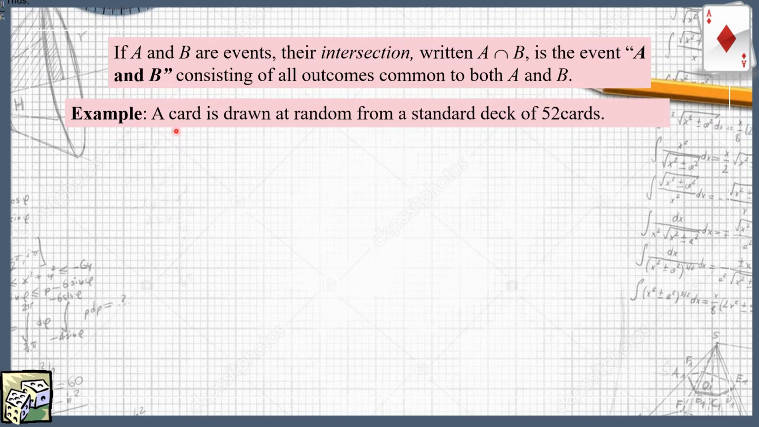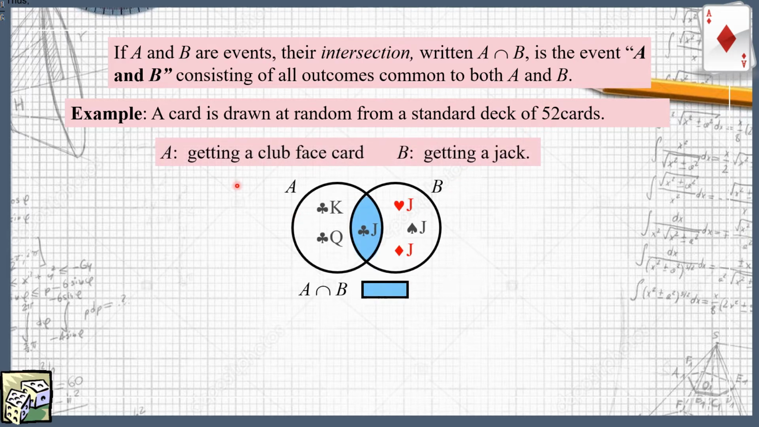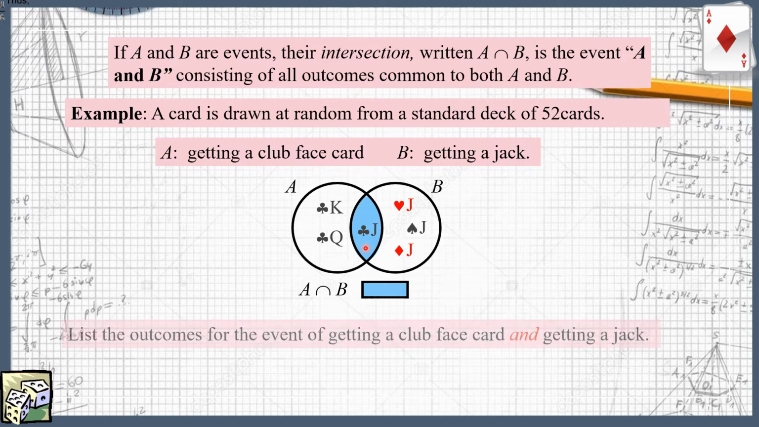So, let's say, balik tayo sa example natin kanina. A card is drawn at random from a standard deck of 52 cards. Sa set A is getting a club face card at sa set B ay getting a jack. So, pag drawing natin using a Venn diagram, may intersection pa rin si set A and set B, pero since referring tayo sa intersection, ang shaded part lang natin, of course, yung intersection or yung jack na club. So, yung list ng outcome for the event of getting a club face card and getting a jack is jack na club only. Kasi nga because of the word and or intersection.